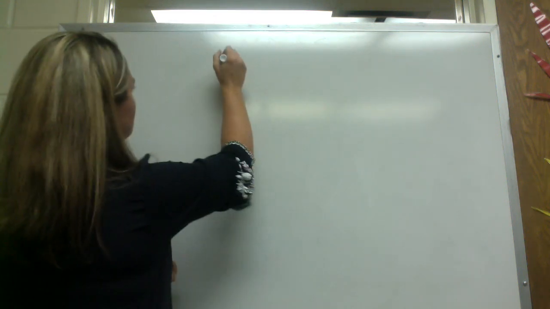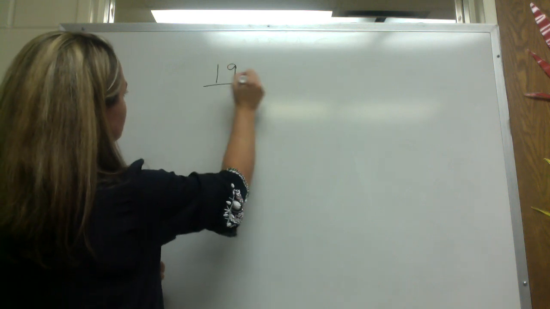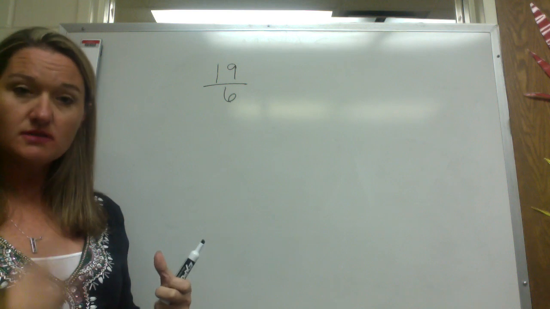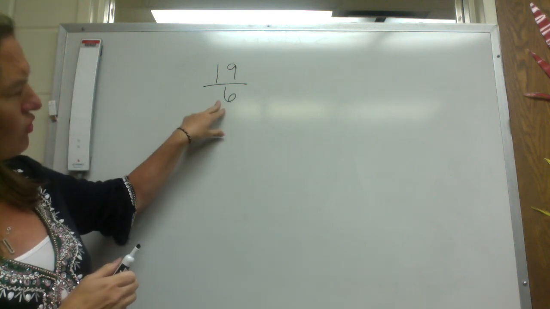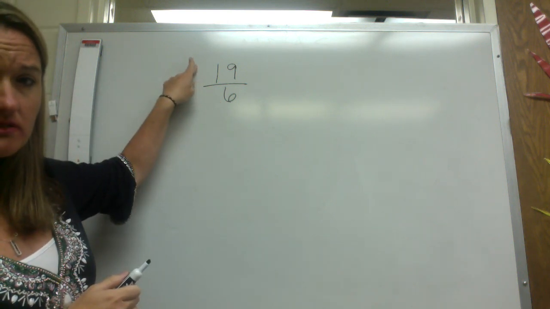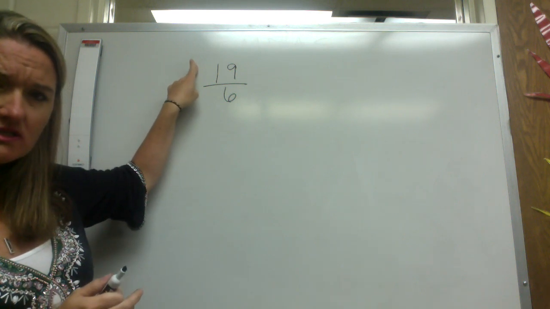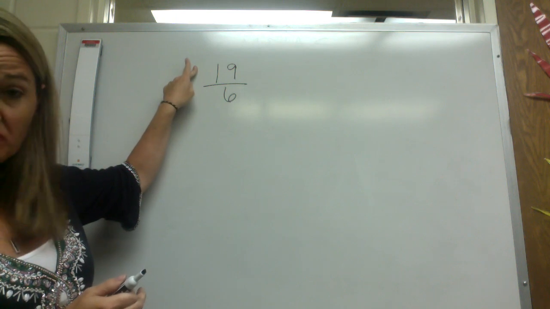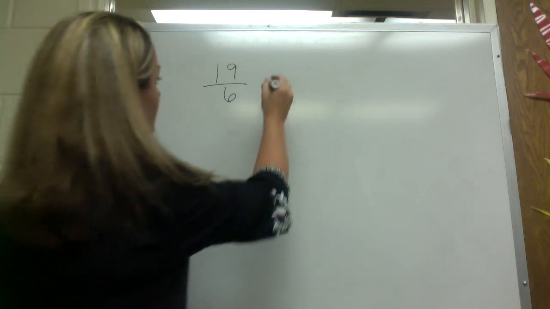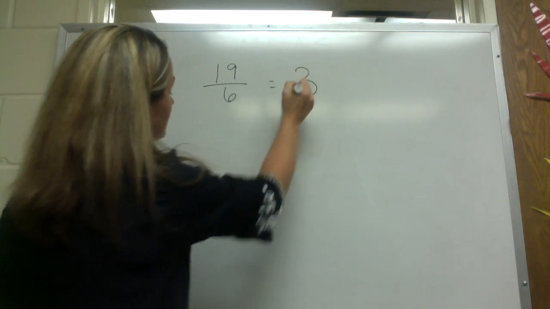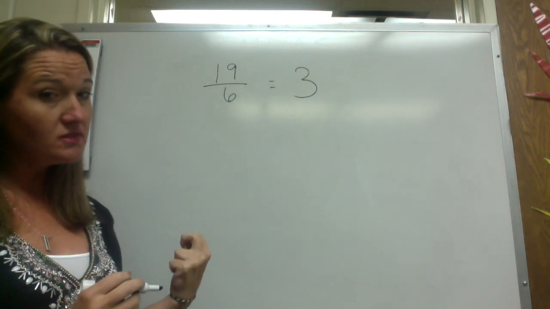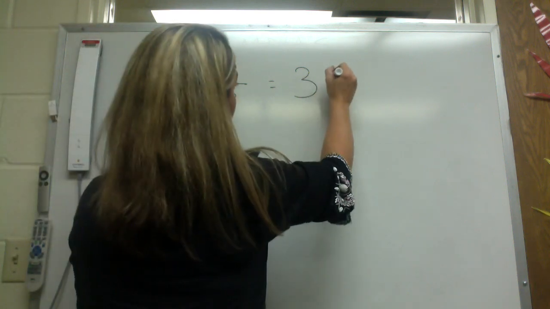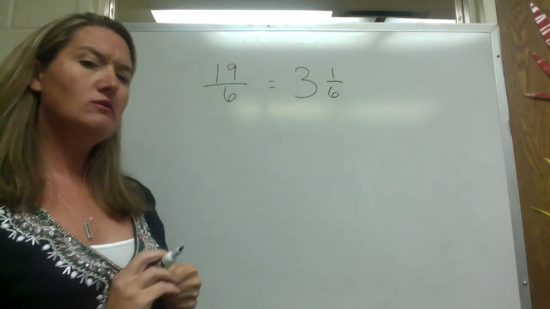Let's do 19 over 6. Remember, every 6 pieces equals 1 whole. How many wholes can I get out of 19 pieces? The closest I can get to 19 is 18 without going over, so that's 3, because 3 times 6 is 18. So I can get 3 wholes. I took those 18 pieces out. How many pieces do I have left? 1. And then I keep my denominator. All right, one more.